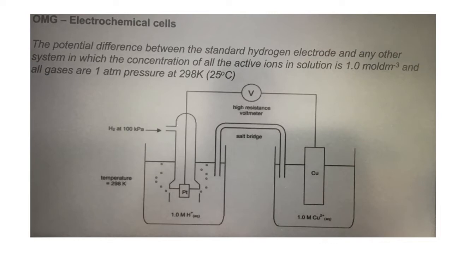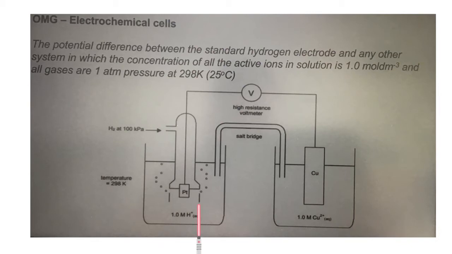We're first going to look at standard electrode potential. Now this is your definition here. It's the potential difference between the standard hydrogen electrode and any other system in which the concentration of all active ions in solution is 1 mole per decimeter cubed and all gases are at 1 atmosphere pressure and 298 Kelvin. Now the first thing you noticed them say was the standard hydrogen electrode.